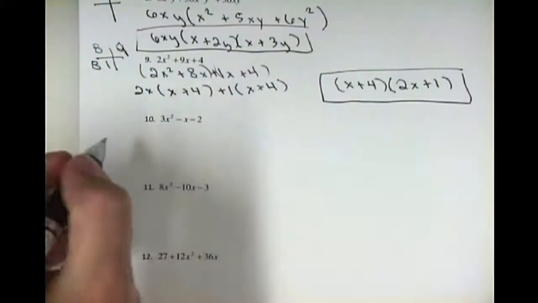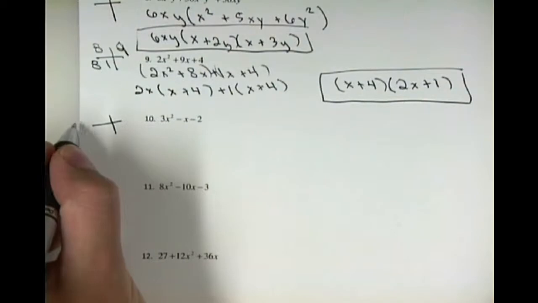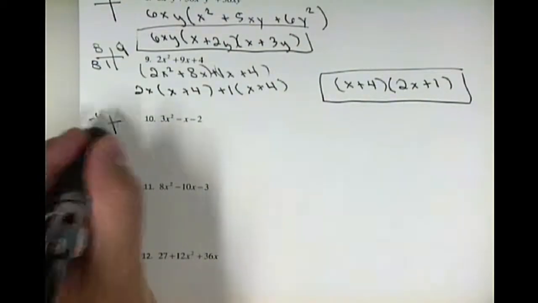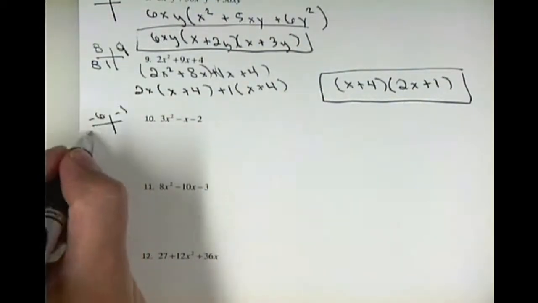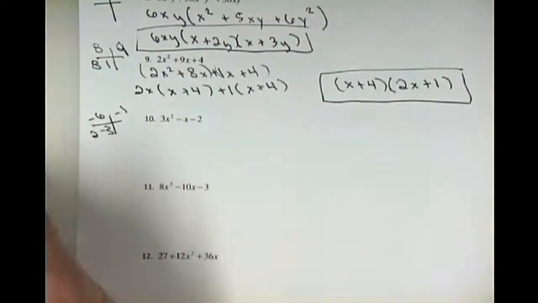Alright. Next one, same thing. 3 times negative 2 is negative 6, adding to be negative 1. How about a 2 and a 3 with a 3 being negative?